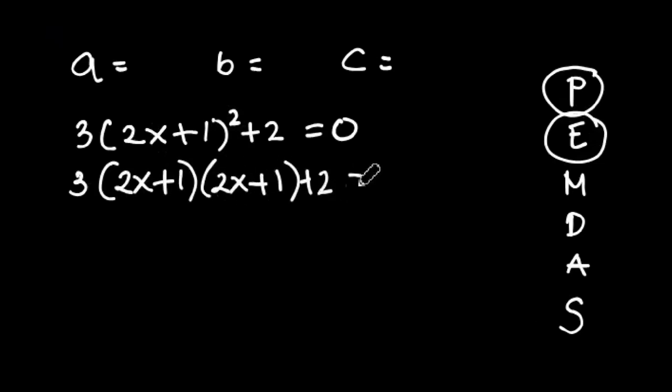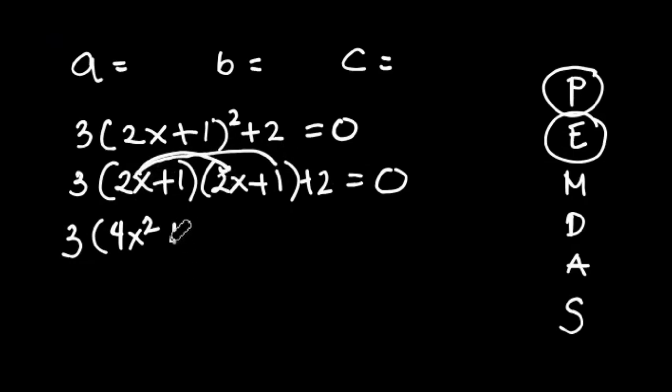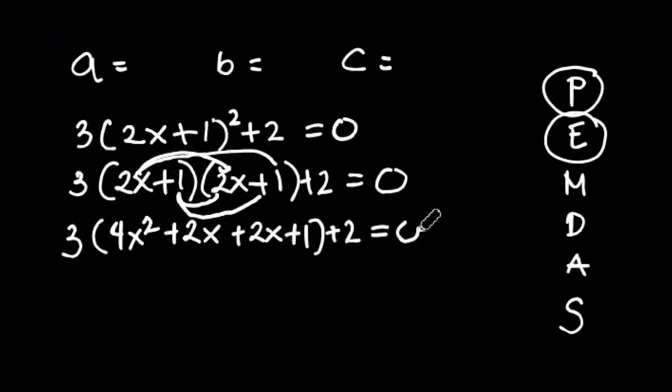Plus 2 equals 0. Okay? So, we all know that we can simplify 2x plus 1 times 2x plus 1 by FOIL method. 2x times 2x gives us 4x squared. 2x times 1, that is 2x. In the inner term, 1 times 2x, that is positive 2x. Last term, 1 times 1, that is 1. Okay? Close parenthesis, plus 2 equals 0.